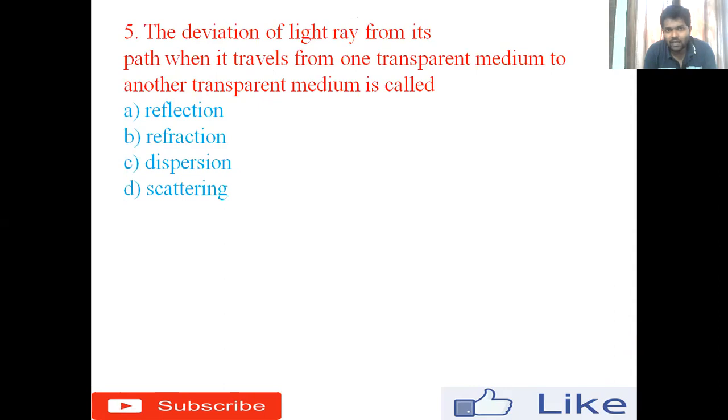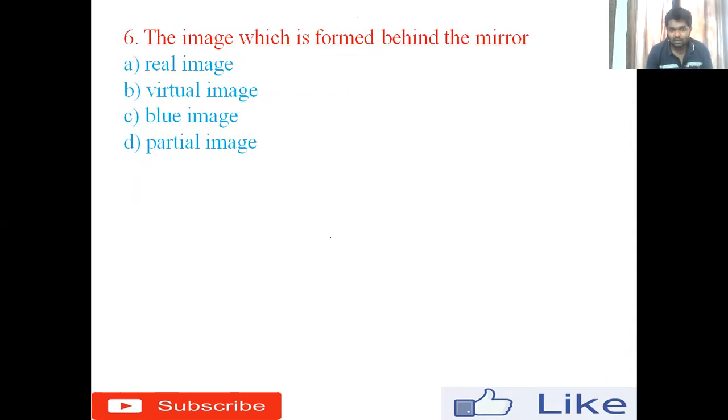Fifth one, the deviation of a light ray from its path when it travels from one transparent medium to another transparent medium is called. So let me say, see here, this is one transparent medium. Just imagine that it is a glass surface. Now what will happen? This is the incident ray, this is the normal, which is basically used to study the incident light ray and refracted light ray. This is point O. This is N dash.